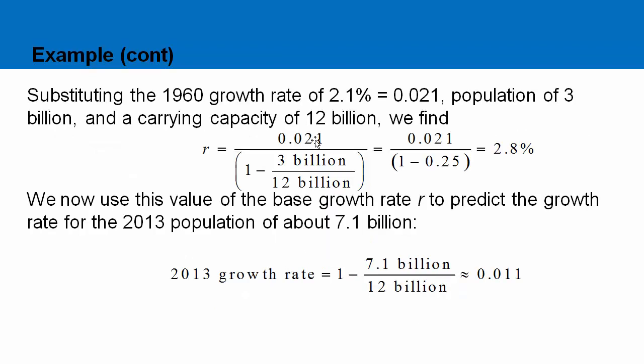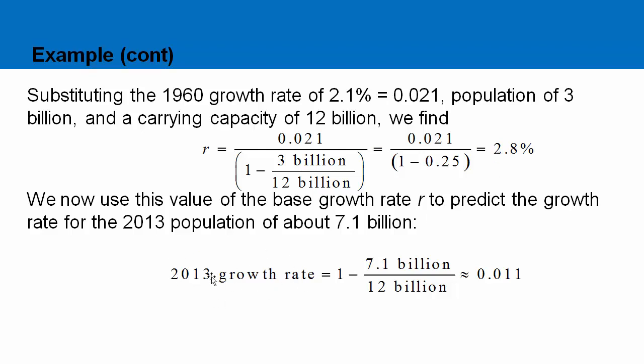Here are those numbers. Growth rate of 2.1%, 0.021, right? 3 billion people, 12 billion is the total carrying capacity. Simplify that, and then 1 minus that becomes 0.75. Take that, divide it by 0.75, and you get 2.8%. So now we have R equals 2.8%.